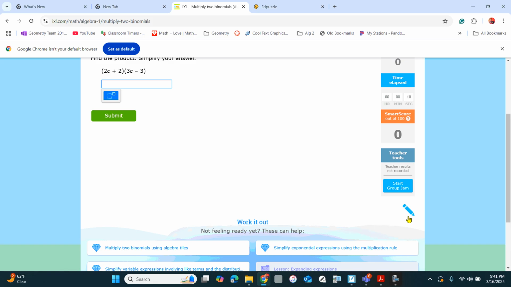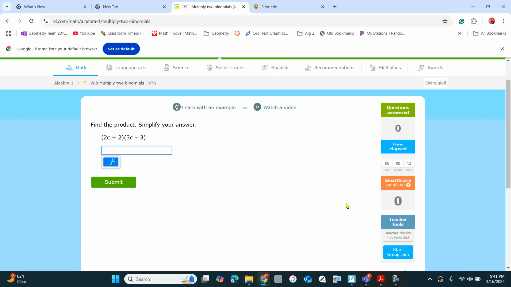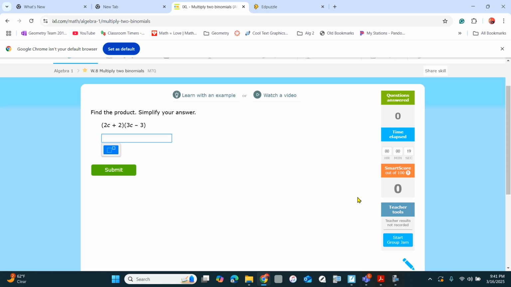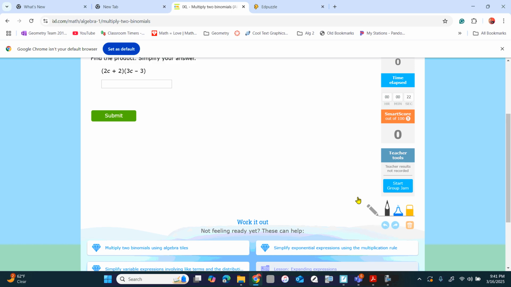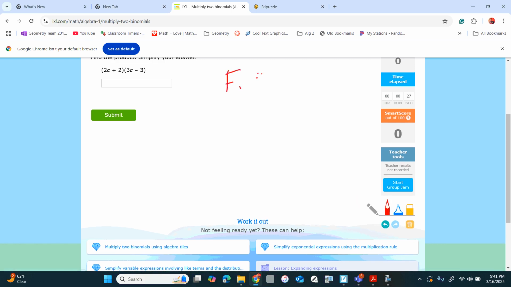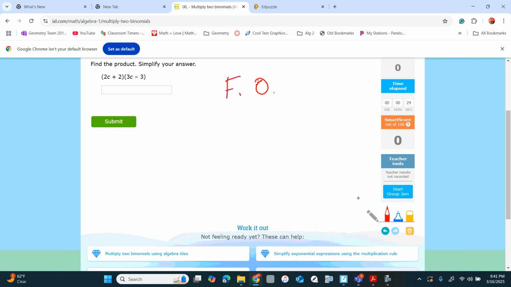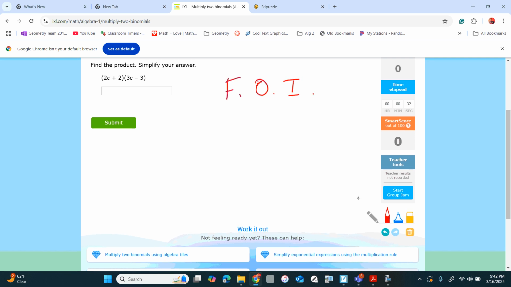I'm going to use the writing tools and go through some things with it. The majority of this is going to be multiplying binomials. We want you to follow our FOIL method that was on the Edpuzzle. I'm just going to review that with this problem here. For the first two terms, this would be the 2c times 3c. We have to remember to multiply the numbers together, so that's 6, and then this would be c squared.